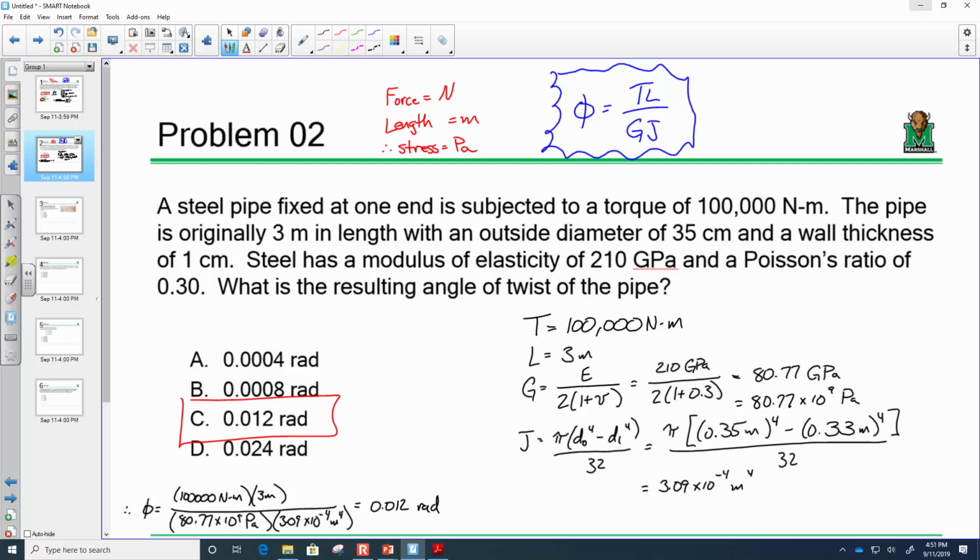And you can follow the units because on the top we have newtons times meters squared, and on the bottom we have newtons over meters squared times meters to the fourth. So that's newton meter squared, newton meter squared. They all cancel. Okay. Sound good? All right.